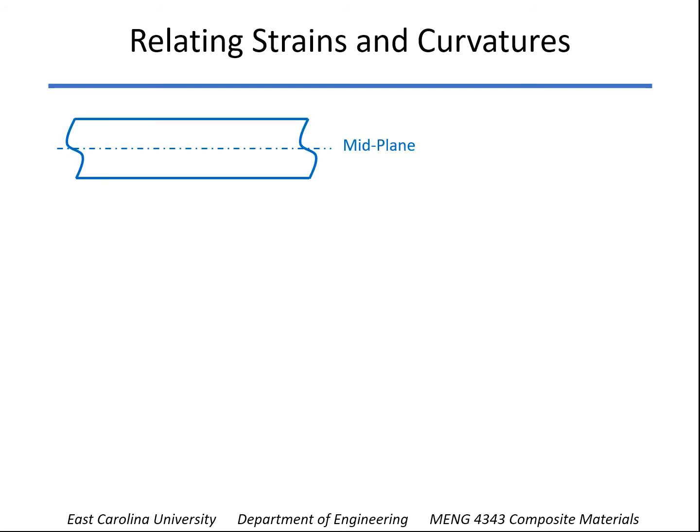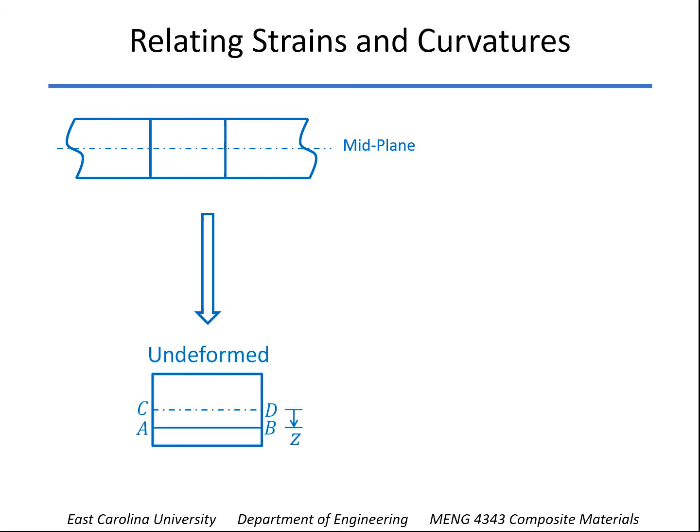So here's our plate. And again, the midplane of that, remember we are symmetric about that midplane. And let's take a piece out of that. And so here's the undeformed. We've got a line segment on the midplane, and we have another line segment that's below the midplane by a distance z. So we'll call that one AB. And the line segment that's on the midplane, which will be the neutral axis of bending, if you will, we'll call CD.